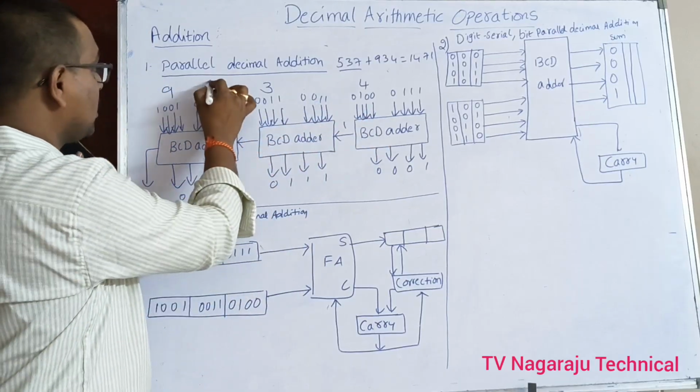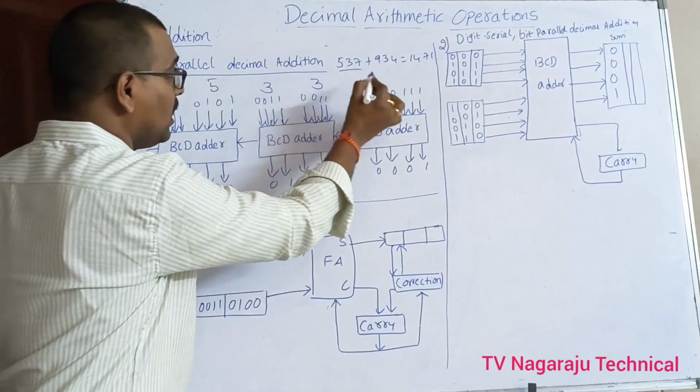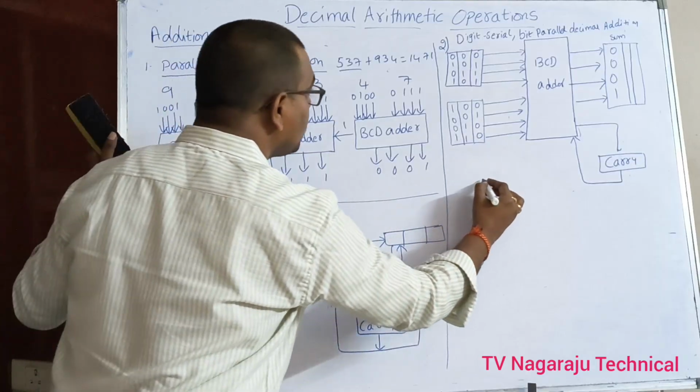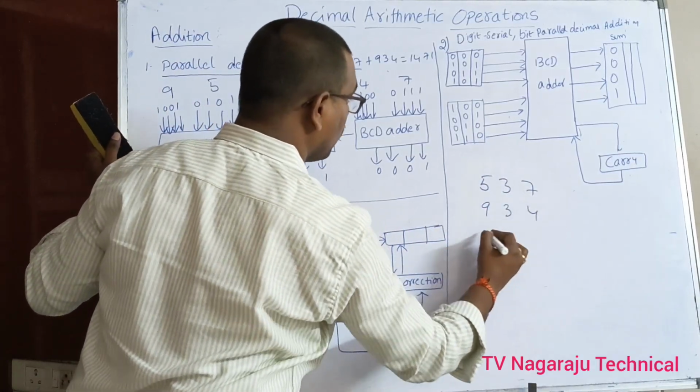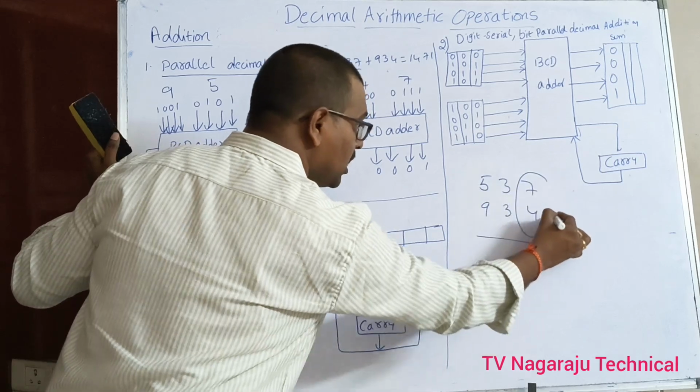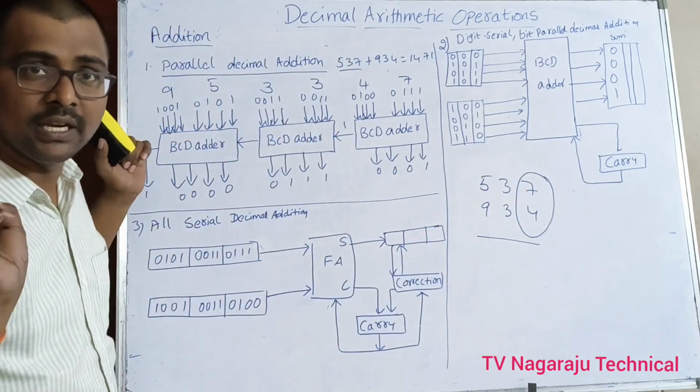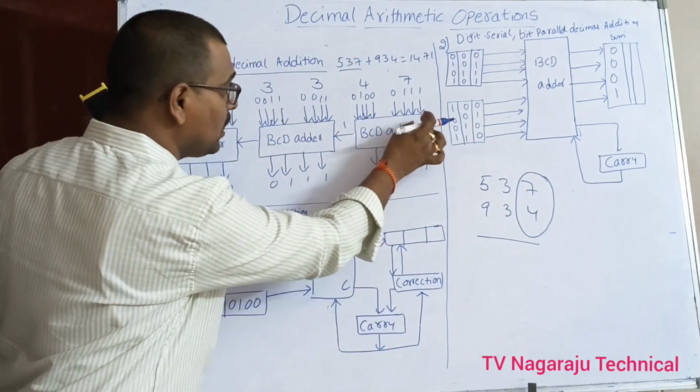934. Next, this is 537. How are we doing addition? So, 537 and 934. First, we are doing addition between these two numbers. Right or wrong? Simply see this one.